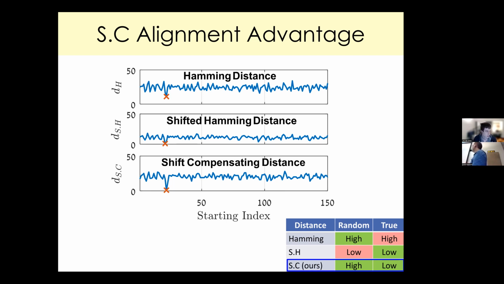noise. In the shifted Hamming distance, the previous one, we do have a 0. Basically, it does find the match, but again, it's not far from the background. The background is very low because of this distribution that we saw before. While in our metric, we get kind of the best of both worlds. We do get 0 at the correct position, but then the background is much higher, so it will be easier for us to distinguish between the proper and improper alignments. Questions?